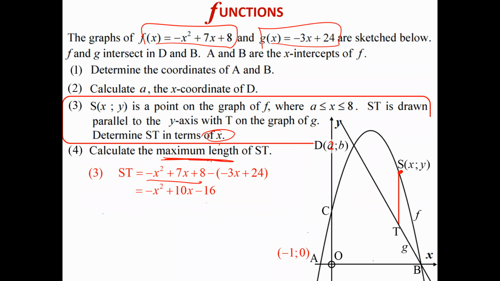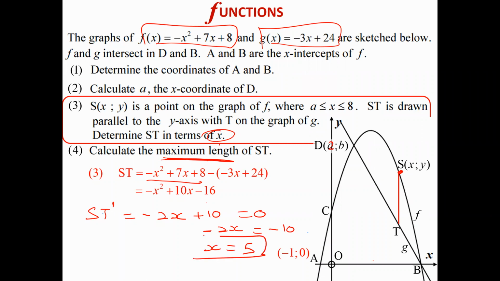Let's bring calculus in. If you did calculus with your teacher, he would have told you to find the maximum, find the derivative, and equate to 0. So let's do that. ST prime is equal to minus 2x plus 10, and we equate to 0. We get minus 2x equals minus 10. Dividing by minus 2, we get x to be 5. Are you happy?